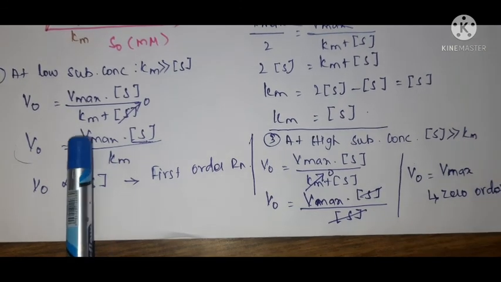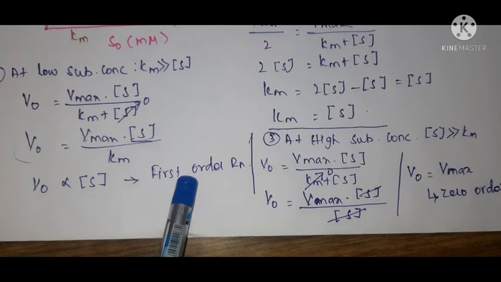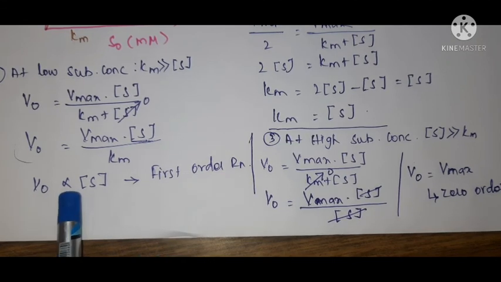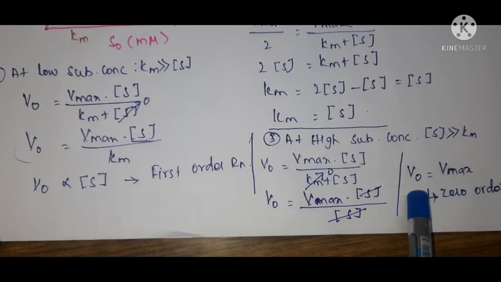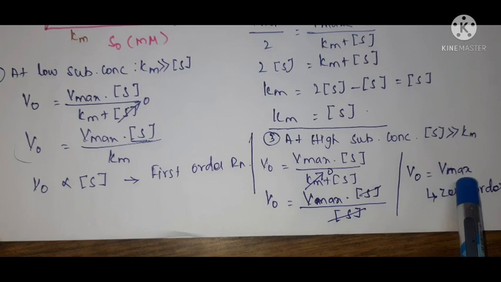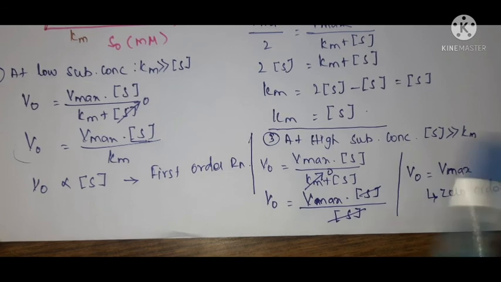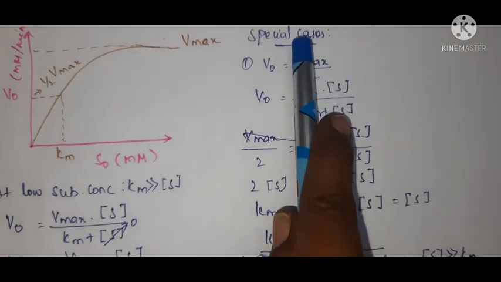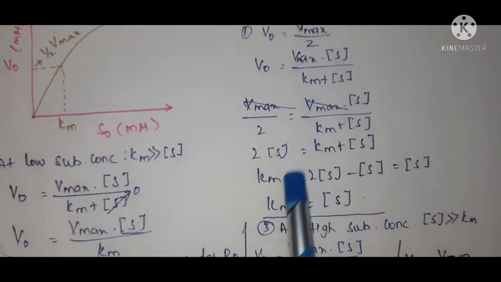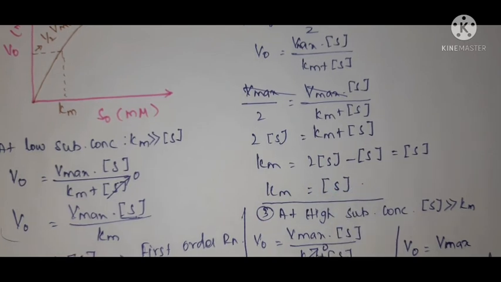So at low substrate concentration, the initial velocity V0 obeys a first order reaction, that is V0 is directly proportional to substrate concentration. And at high substrate concentration, V0 is independent of substrate concentration, the velocity reaches maximum velocity, and it follows a zero order reaction. And when V0 is equal to Vmax by 2, that is half of the velocity, Km is equal to the substrate concentration. Thank you.